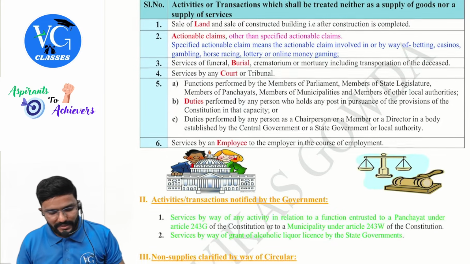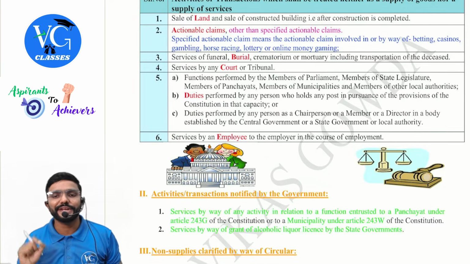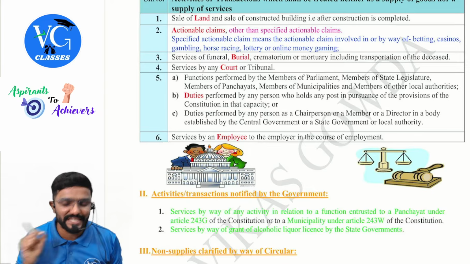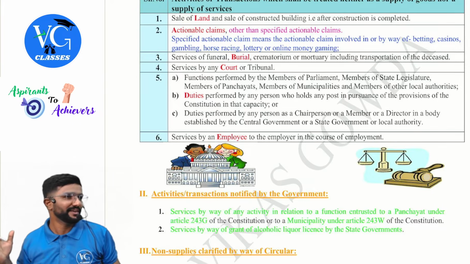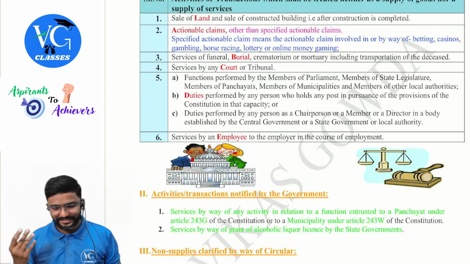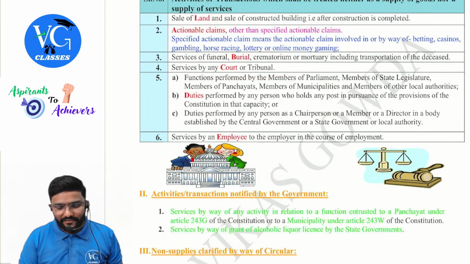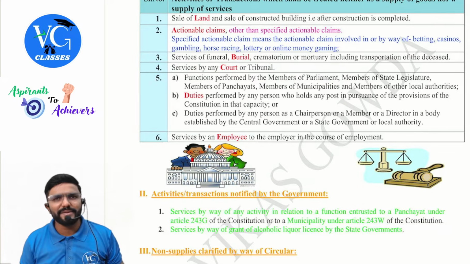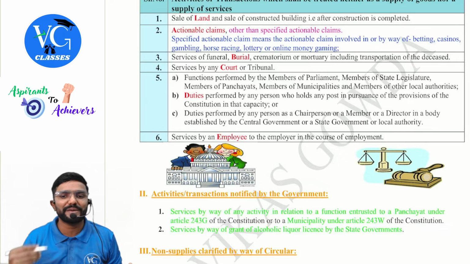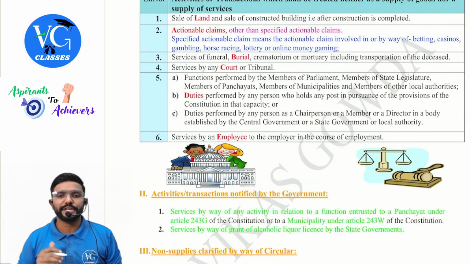Okay, sir. Then services of funeral, burial, crematorium or mortuary, including transportation of deceased. Already the family is mourning, so you don't go and disturb them telling, sir, GST. Services by any court or tribunal. Then functions performed by members of parliament, that is MPs, MLAs, members of panchayat, members of municipalities, that is corporators and all, and members of other local authorities.